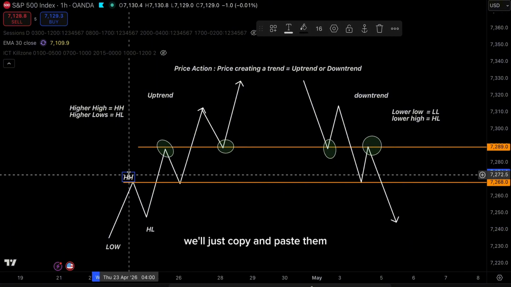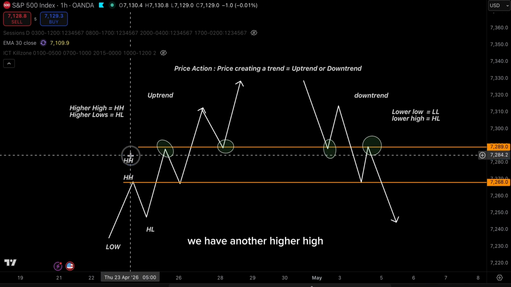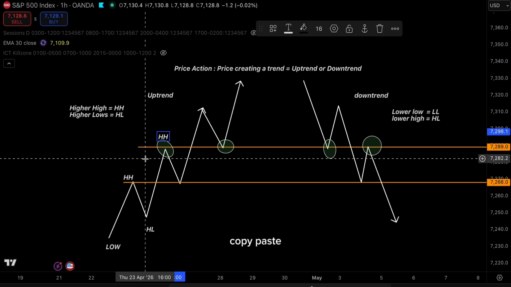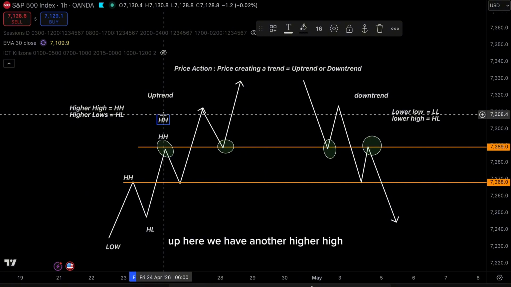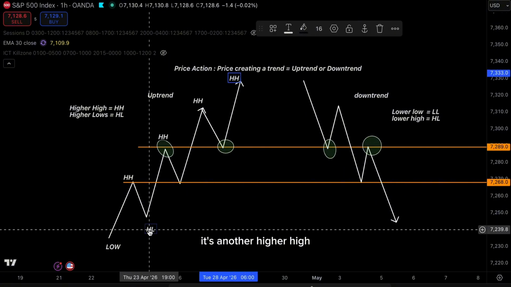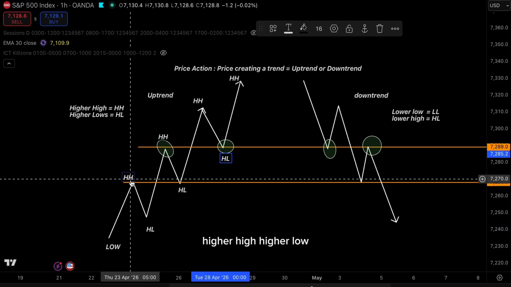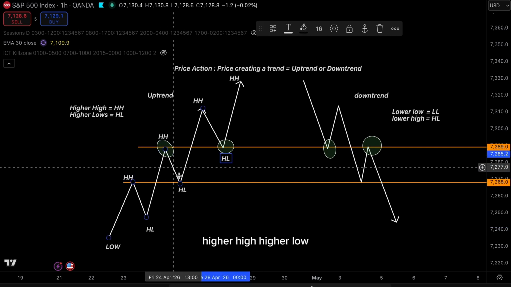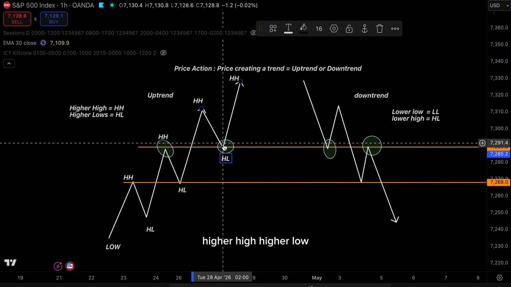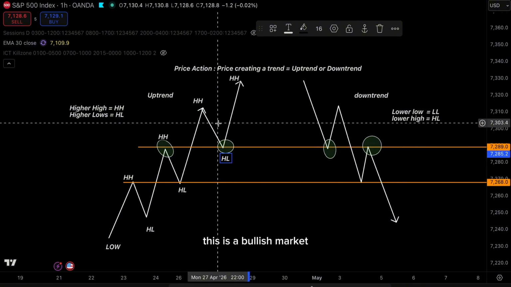Up here, we'll just copy and paste them. We have another higher high, copy, paste. Up here we have another higher high. Then we have the high, it's another higher high. Over here, you put higher low, higher high, higher low, higher high, higher low, higher high, higher low, higher high. And then this is going to be an uptrend. This is a bullish market.